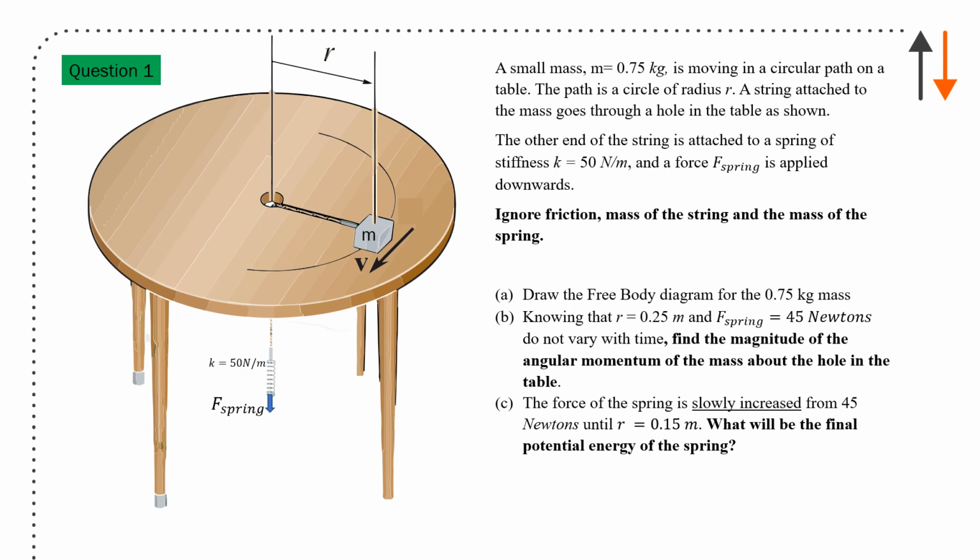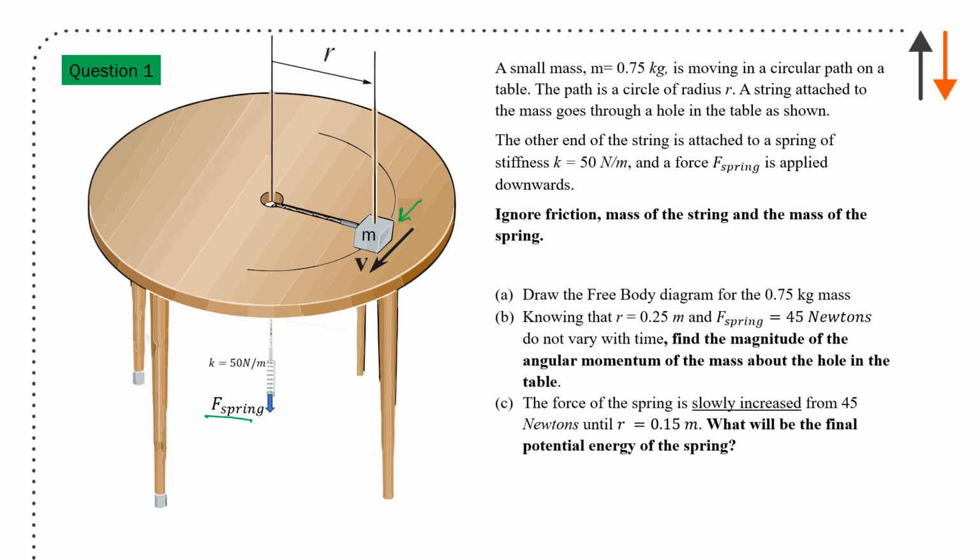So the first question: a small mass, m equals 0.75 kilos, is moving in a circular path on a table, and that circular path is shown here. It has a radius of r, a string is attached, and the other end of the string is attached to a spring of stiffness k equals 50 newtons per meter. A force F of spring is applied. Ignore friction, the mass of the string, and the mass of the spring. Draw the free body diagram for the 0.75 kilo mass.